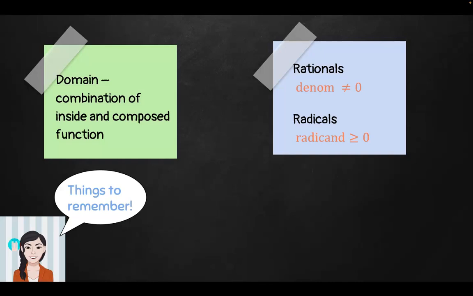Now, here are some things for you to remember. Whenever you are finding the domain of a composition of functions, it's always a combination of the domain of the inside and then whatever the domain is of your composed function. So make sure you're combining those two together. And then thinking about rational functions and radical functions for their domain. For rationals, notice that my denominator cannot equal 0, so I'm finding whatever values would make that denominator 0. And then for radical functions, or square root functions, whatever that radicand is, which is the expression underneath the square root sign, that has to be greater than or equal to 0 because we can't have negative numbers underneath the radical.